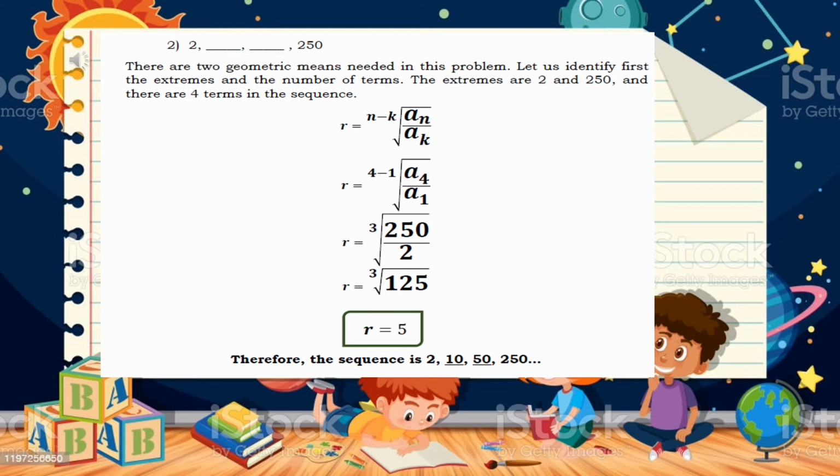Therefore, the sequence is 2 times 5 is 10. So the second term is 10. 10 times 5 is 50. So the third term is 50. And 50 times 5 is 250.